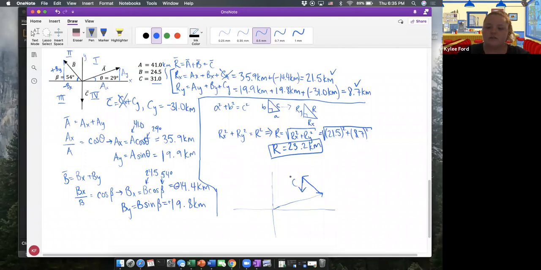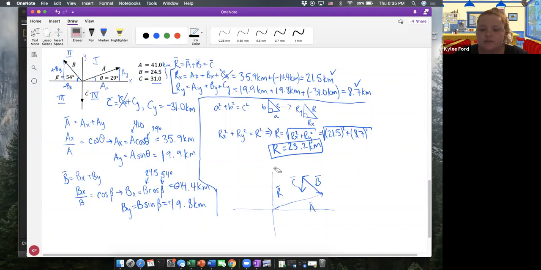Okay, so there's my C, my B, and my A. Now my resultant vector is going to be from tip to tail, right about there. Okay, so this is my resultant vector. Maybe I should draw it in a different color. Okay, that's my resultant vector that I'm looking at.